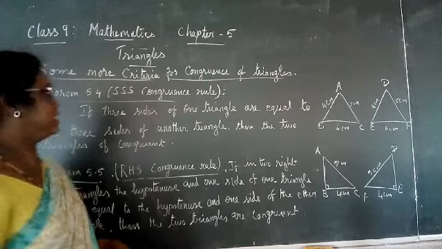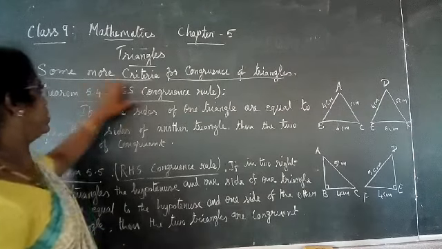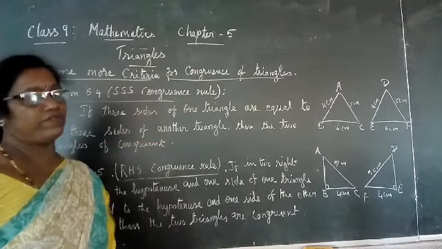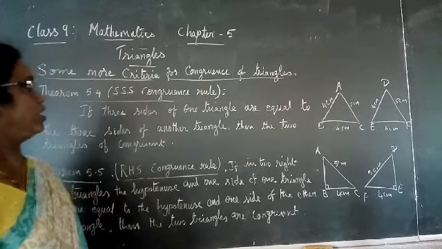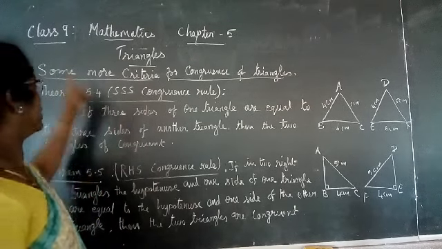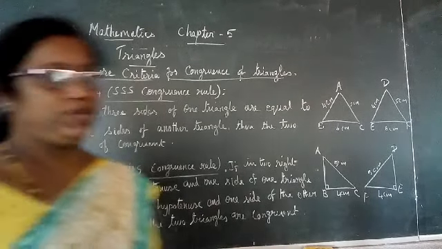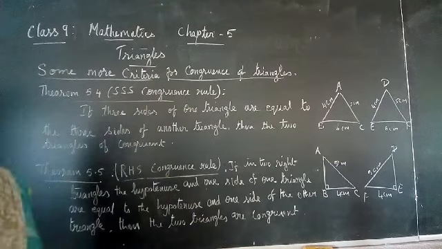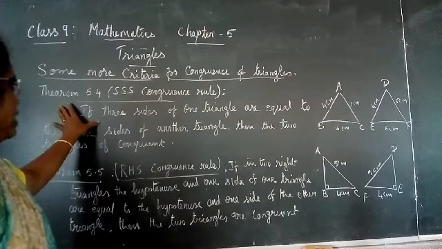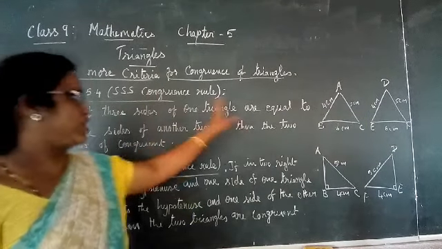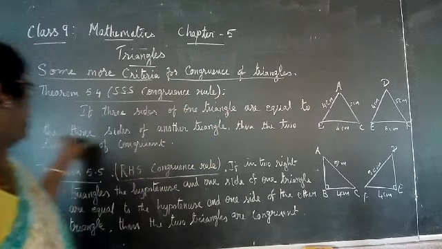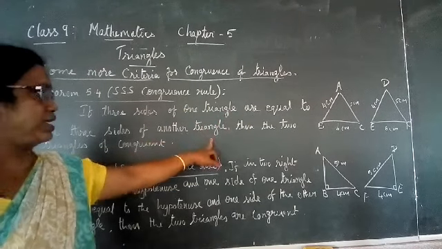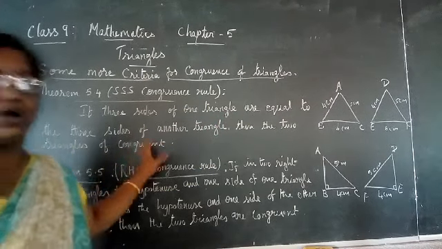In this video, let us see about some more criteria for congruence of triangles in the chapter Triangles of Class 9. Here we have theorem 5.4, and according to that theorem, if three sides of one triangle are equal to the three sides of another triangle, then the two triangles are congruent.